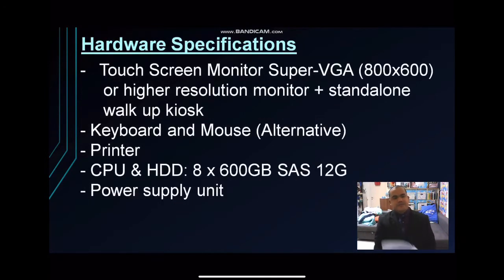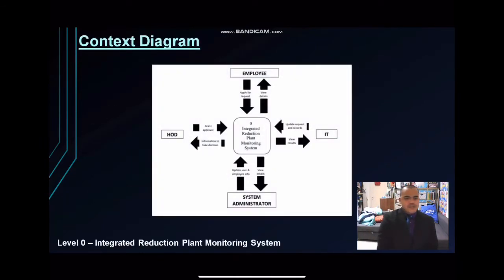Hardware specification. We need the hardware specification for the touchscreen monitor system: a VGA monitor with 800 times 600 or higher resolution, and a standalone walk-up kiosk. Keyboard and mouse will be the alternative. Printer, CPU, and HDD: 8 times 600 GB SAS 12G, and the power supply unit. The context diagram, system architecture and the system flow.